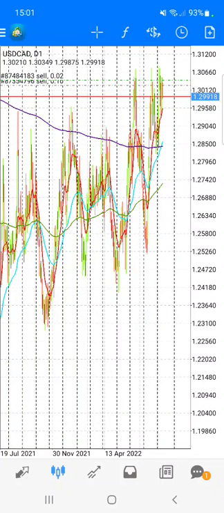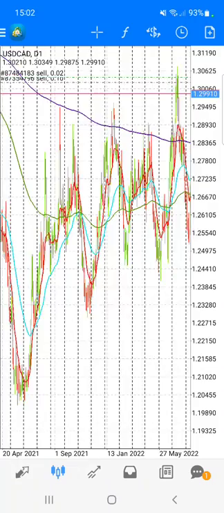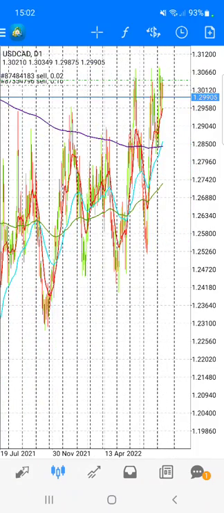I'm doing a quick analysis on USD CAD. I'll be doing it on my phone since I'm on the road and there are so many messages asking about my analysis on the monetary policy. So this is the daily, this is USD CAD daily. I hope you can see the time frame on the top there.